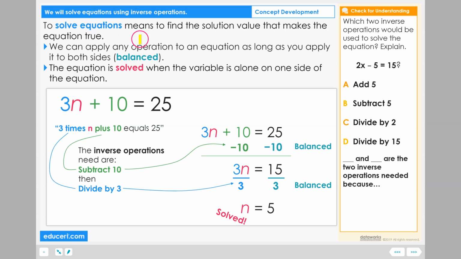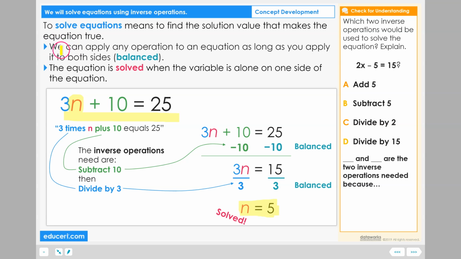To solve equations means to find the solution value that makes the equation true. In the equation 3 times n plus 10 equals 25, the solution is n equals 5, because this is the value for n that, if you replace n with 5, makes this equation true. Any other number will not make the equation true.